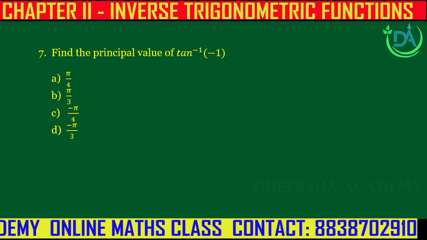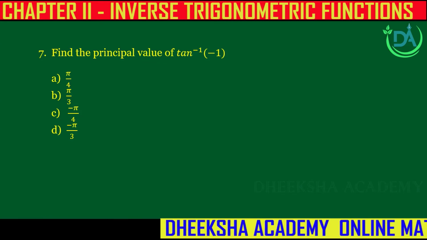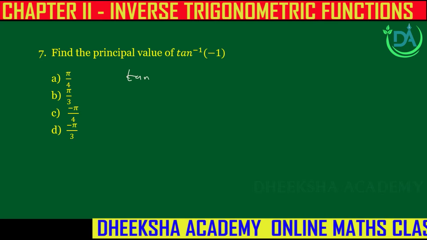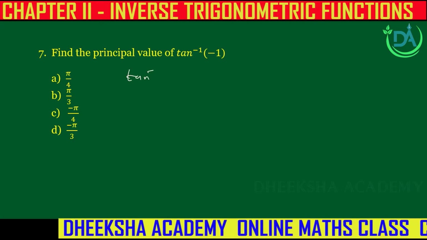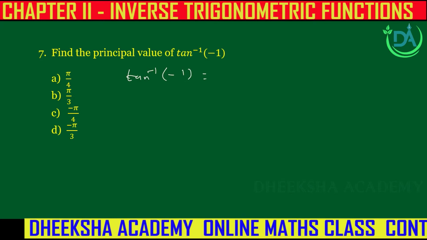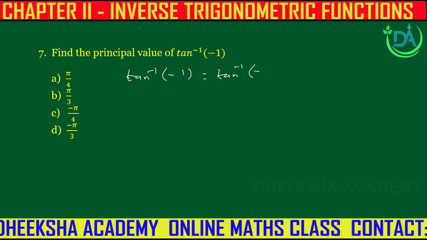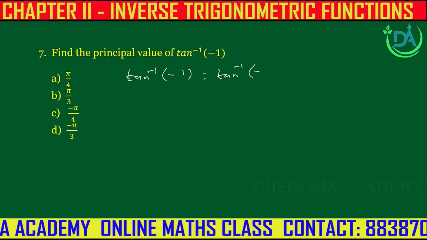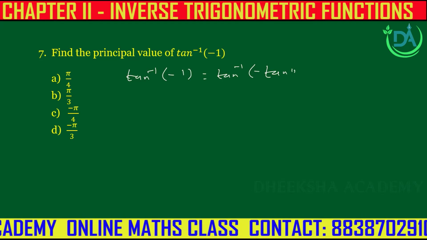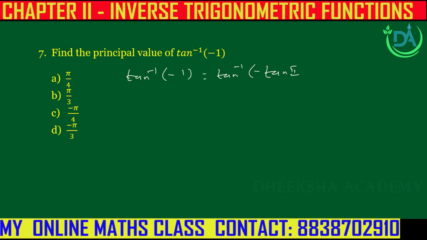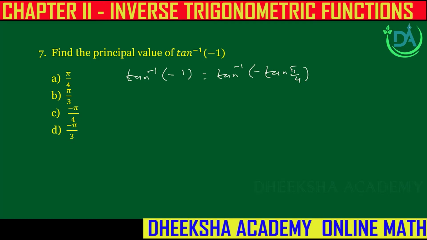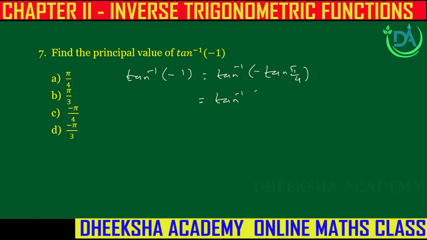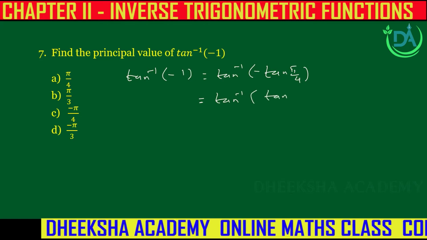The principal value of tan inverse of minus 1. So we know tan pi by 4 is equal to 1. So tan inverse of minus 1 equals tan inverse of minus tan pi by 4. Tan 45 degree equals 1. So minus tan pi by 4, which is equal to tan inverse of tan of minus pi by 4.